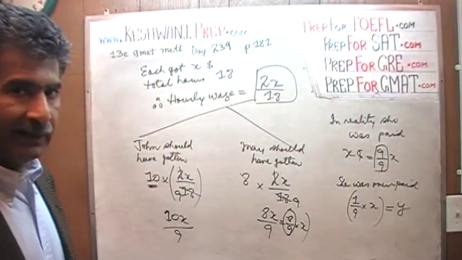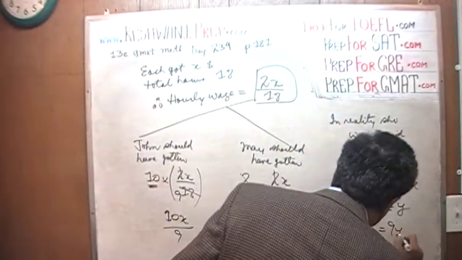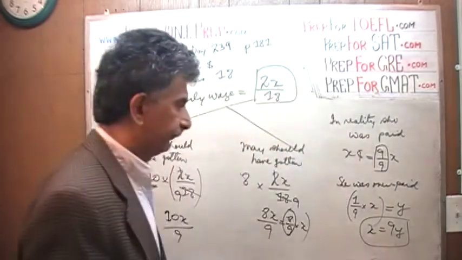If 1/9 times X equals Y, then of course X would have to be 9 times Y. Voila. That's it.